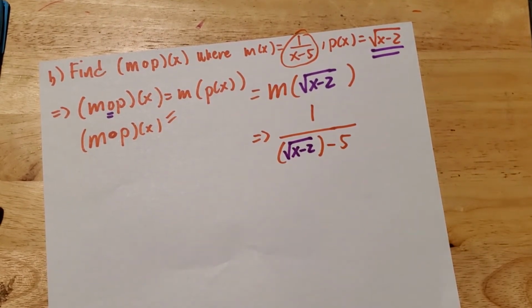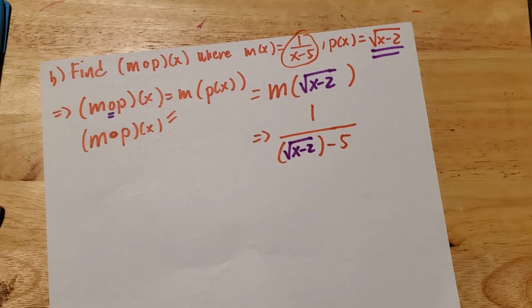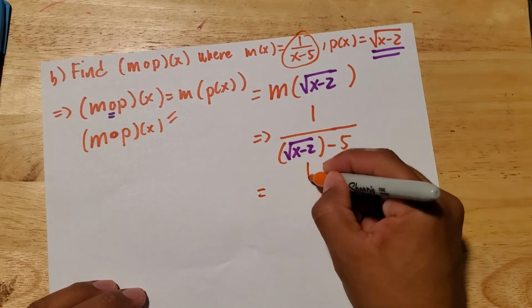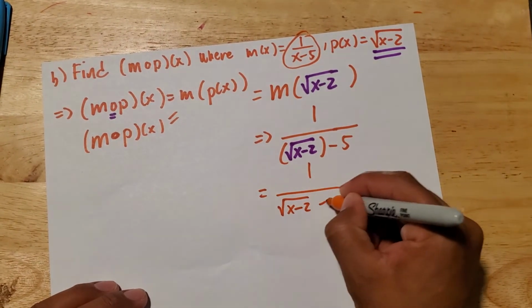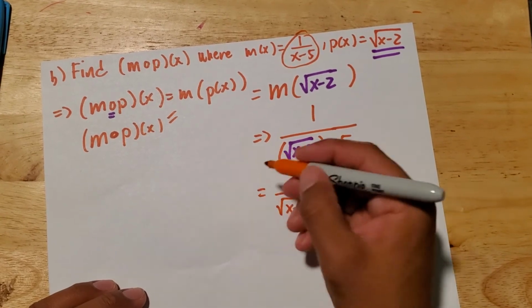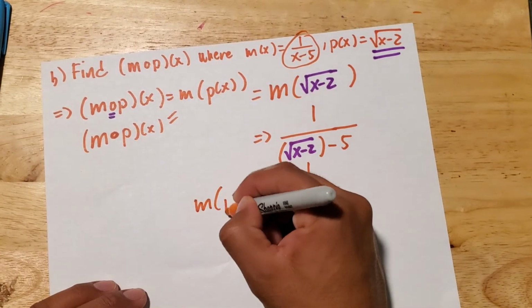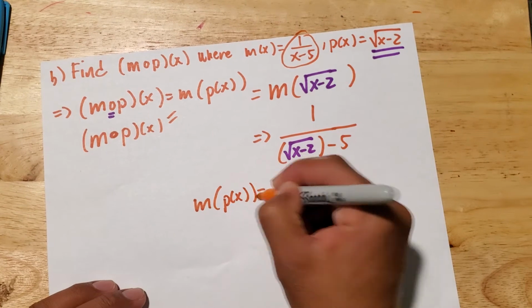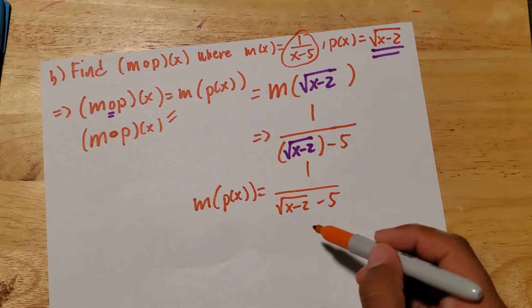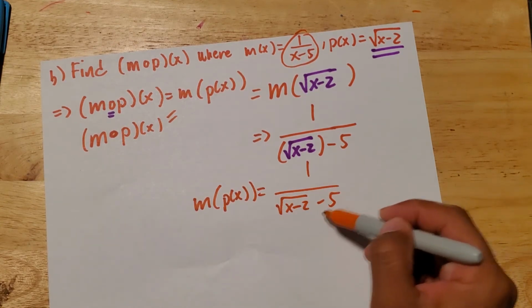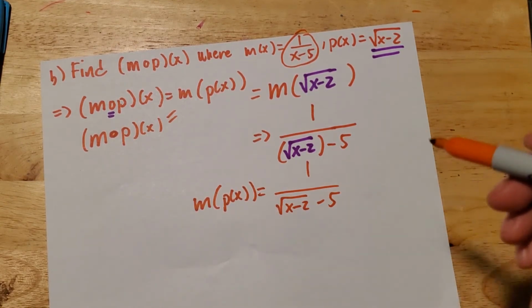Now when I simplify this, I'm left with 1 over the square root of x minus 2, minus 5. This is what m of p of x is. I can't combine these together anymore because this is a square root and that's a constant. You can't combine them together.